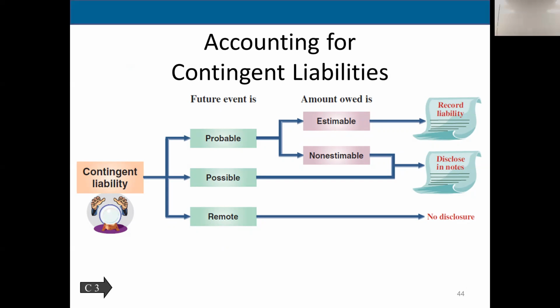If it's probable and we cannot accurately estimate, we're going to disclose it in the notes. Now, if the contingent liability is only possible, we're just going to disclose it in the notes. And finally, if it is remote, meaning here that the future event is very, very unlikely, we do not record it or disclose it in our notes.